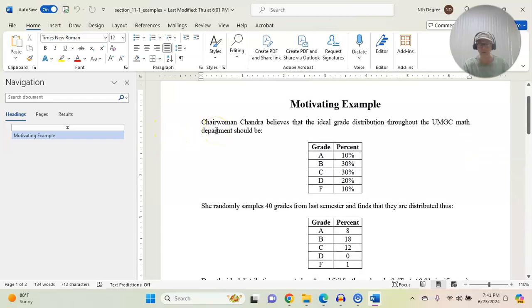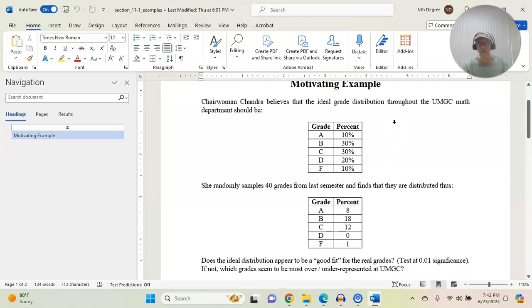Chairwoman Chandra believes that the ideal grade distribution throughout the UMGC math department should be 10% A's, 30% B's, 30% C's, 20% D's, and 10% F's. Yes, the chairwoman actually believes that 10% of the students should fail the class. She randomly samples 40 grades from last semester and finds that they are distributed according to this table. So this is our empirical observation. We found 8 A's, 18 B's, 12 C's, 0 D's, and 1 F.